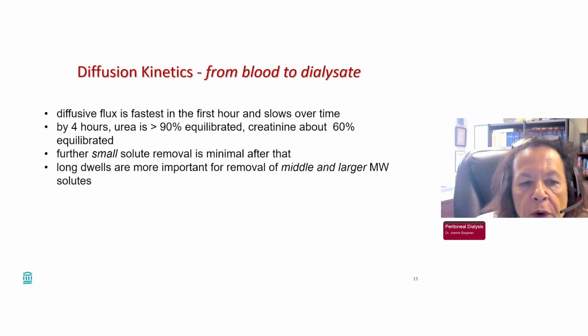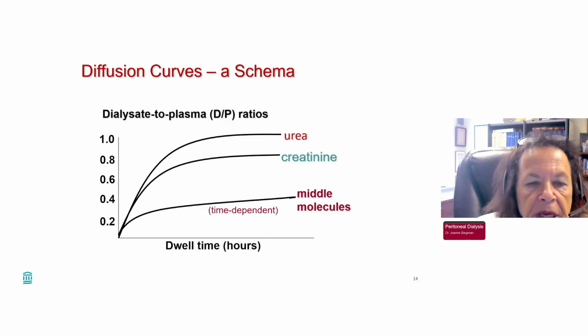So after a 4-hour dwell, you're not going to remove a whole lot more urea, but the long dwells are more important for removal of the slower moving solutes, such as the middle molecular weight and the larger molecular weight retention or uremic solutes. So put graphically, this is the D over P, or dialysate to plasma ratios. 1.0 would mean 100% or complete equilibration, and so on.